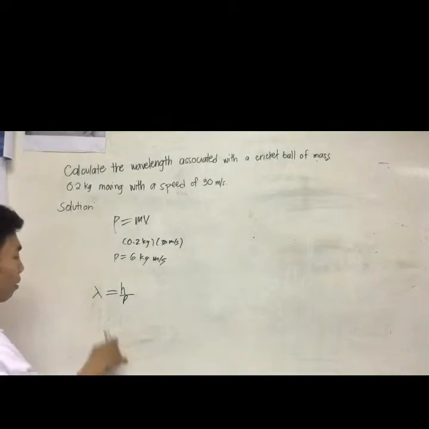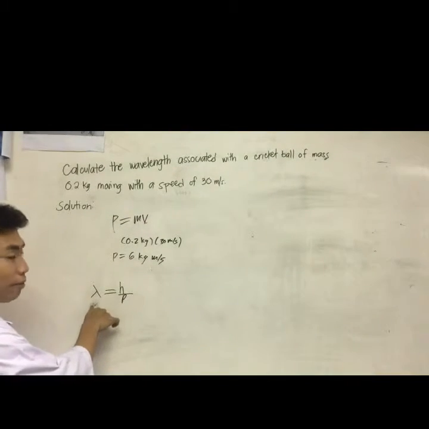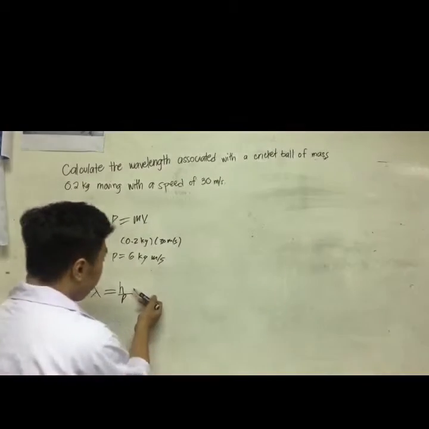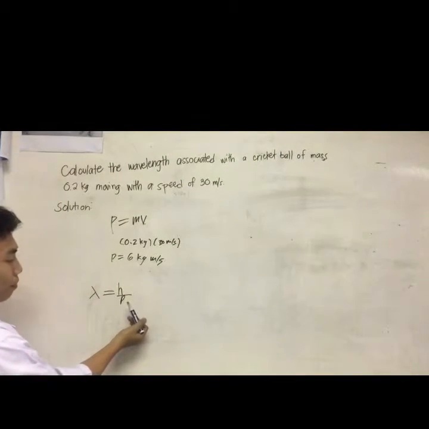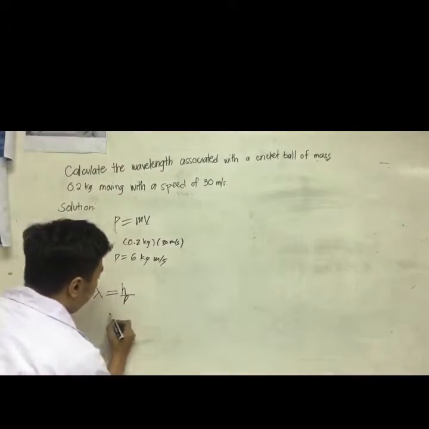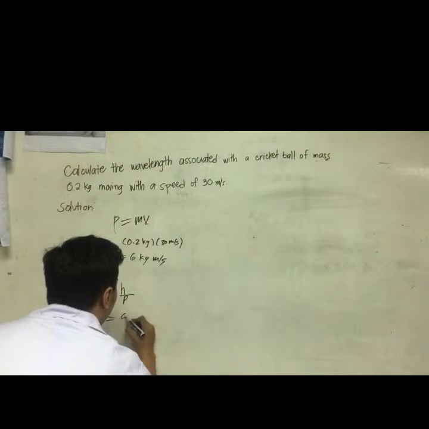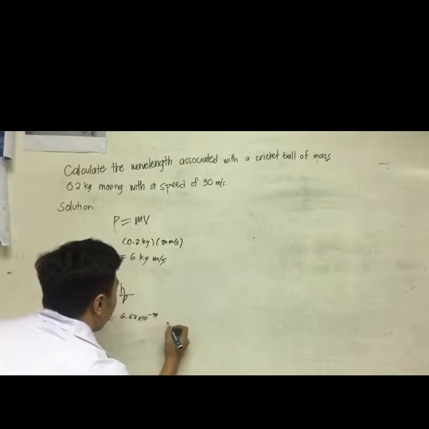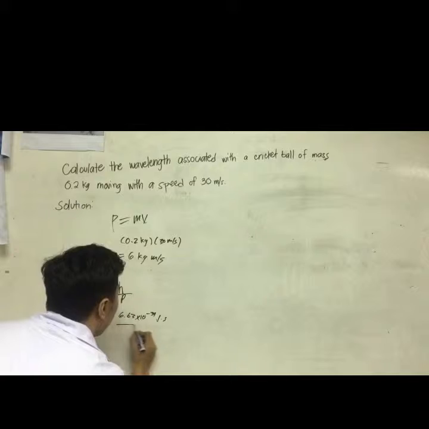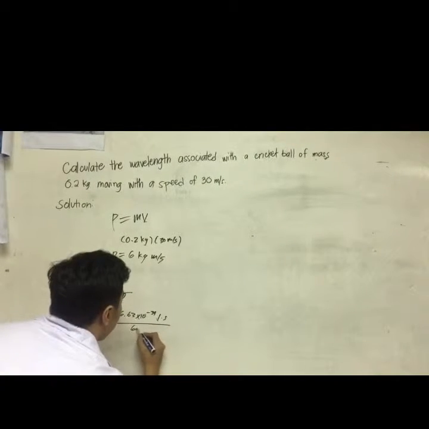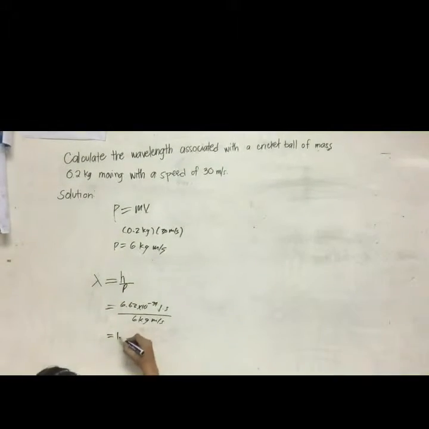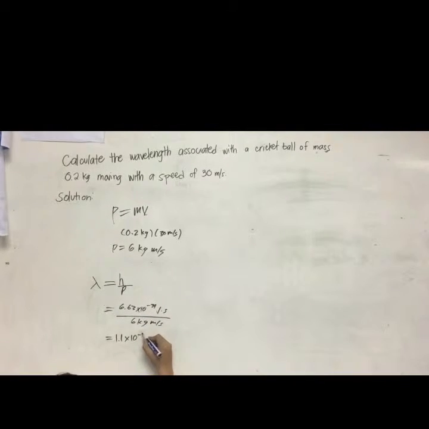After that, we can get the wavelength. So we just substitute. The wavelength is equal to Planck's constant over the particle momentum. Substitute Planck's constant, that is 6.63 times 10 raised to negative 34 joule seconds, all over p, that is 6 kilogram meters per second. So the answer will be 1.1 times 10 raised to negative 34 meters. That's all.